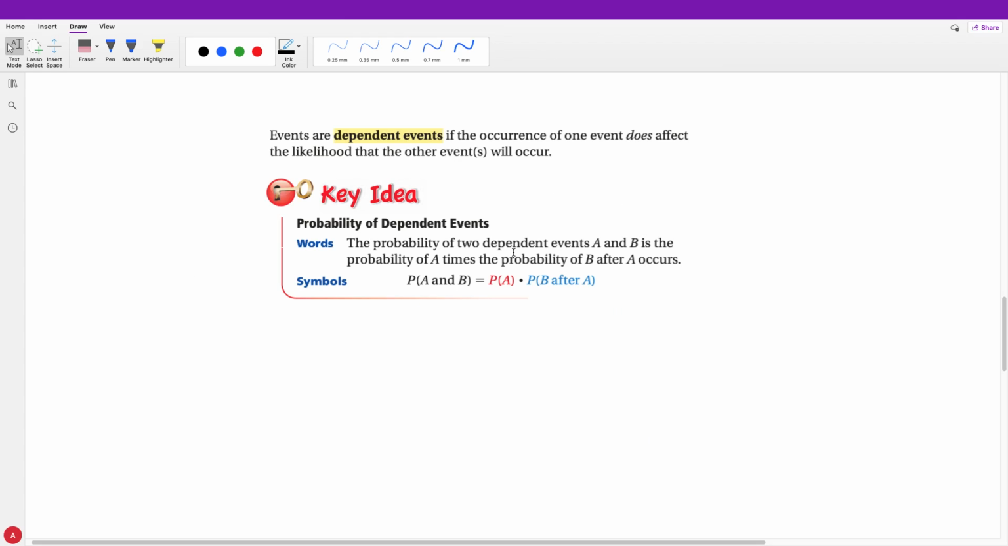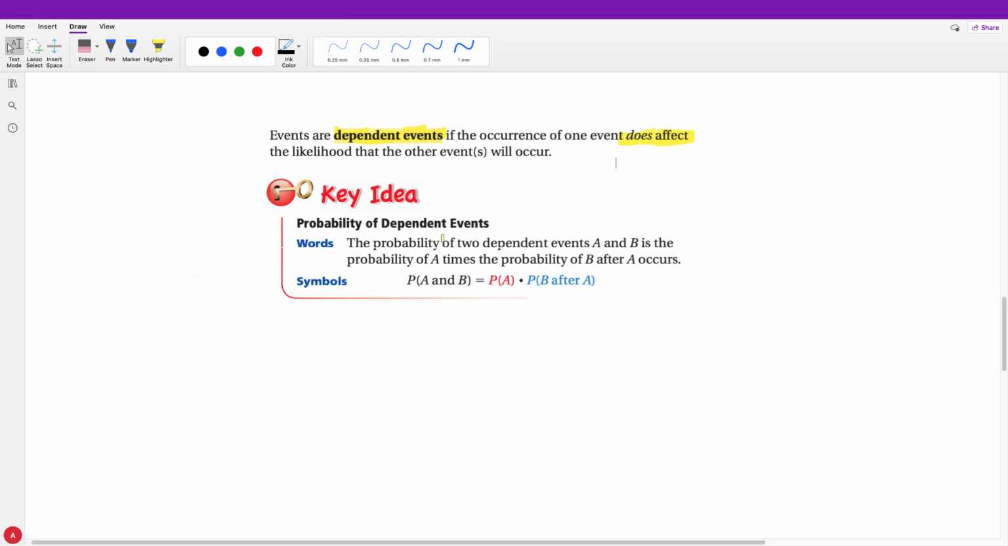All right, so now the next type of event that we have to be able to understand are dependent events. Dependent events are when the occurrence of one event does affect the likelihood of the other. So we have to think, does the first event actually affect, or can it affect, the likelihood of the second event occurring? Since flipping a coin and the spinner are completely two different things, they can't have an effect on each other.